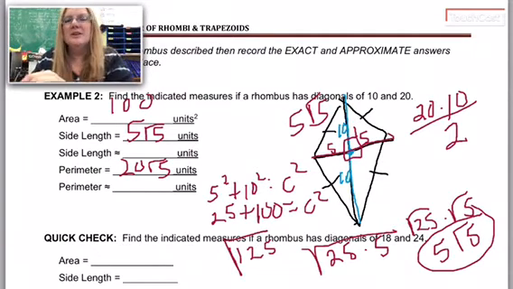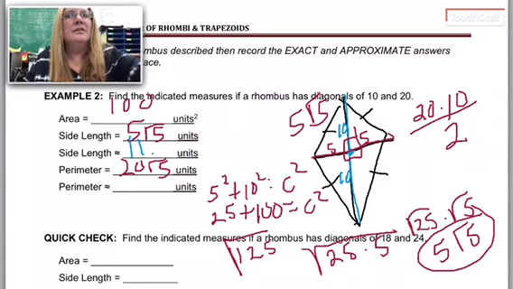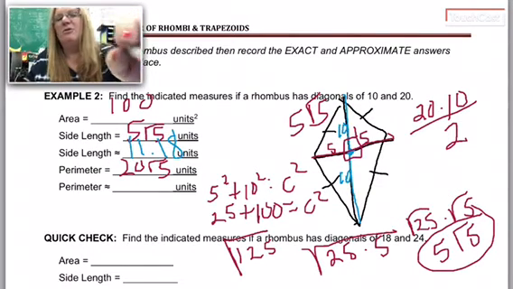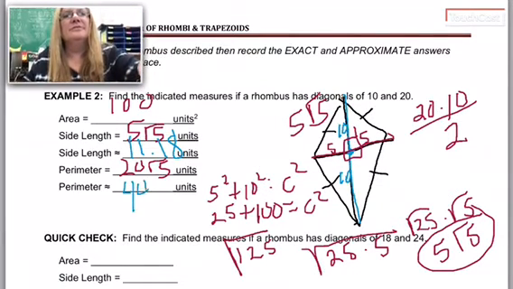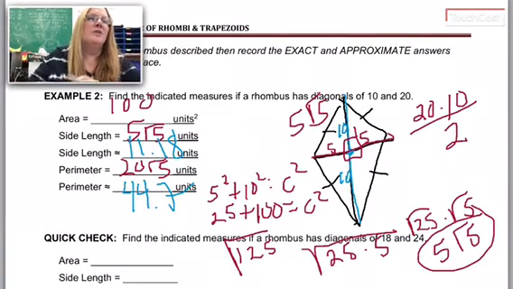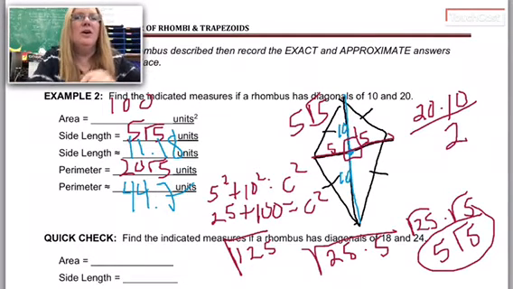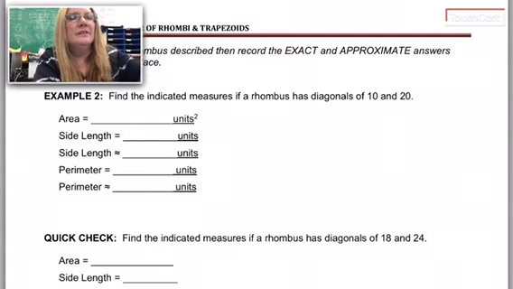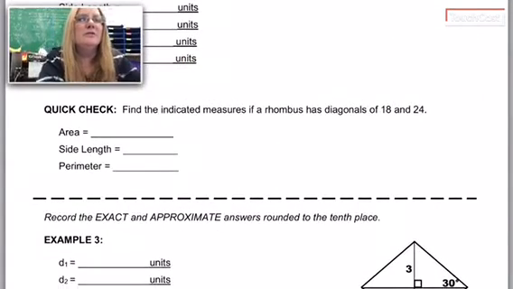And now if they want the approximate length, just use your calculator. 5 times the square root of 5 is approximately 11.18. And 20 times the square root of 5 is approximately 44.7. Okay, so please try and pause for the next quick check. Okay, find the indicated measures of a rhombus if it has diagonals of 18 and 24.